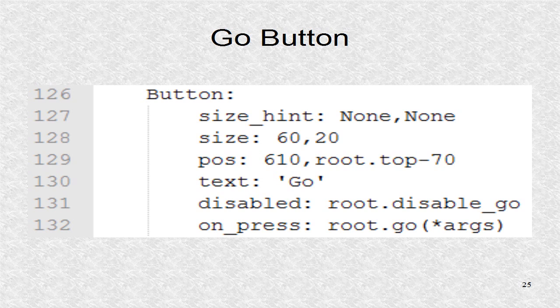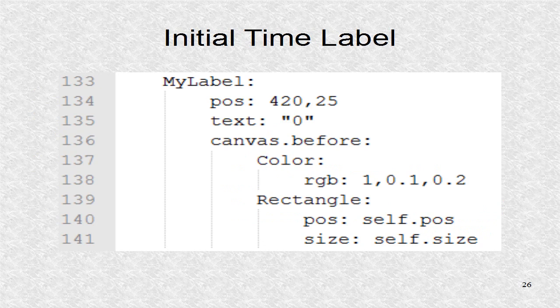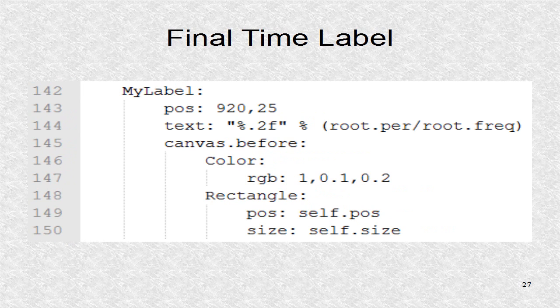The Go button is then shown. We will not use the My button rules since the size is different. When the button is pressed, it will call the Go function inside the Python program. This label will indicate the 0 time for the sine curve. This label will indicate the final time for the sine curve.